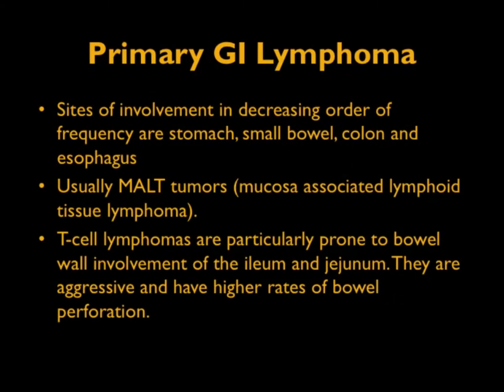Now, another tumor I should mention is lymphoma. Lymphoma commonly involves the GI tract, and in descending order, it goes from stomach to small bowel, colon, and then esophagus. These are commonly MALT-type tumors, and T-cell lymphomas are particularly prone to bowel wall involvement, ileum and jejunum, and these tumors can be very aggressive and can perforate.